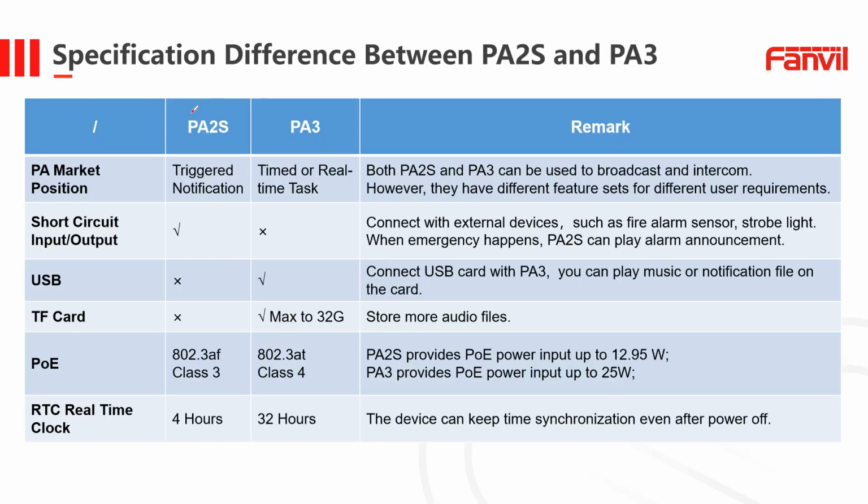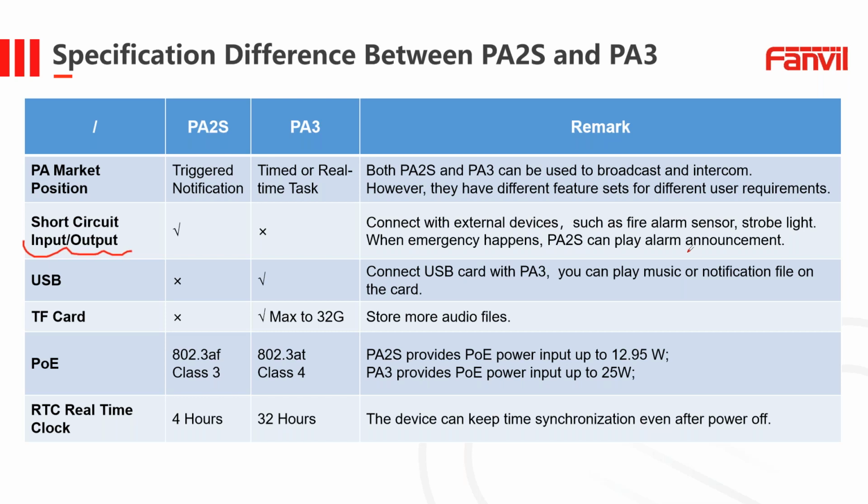Both PA3 and PA2S can be used to broadcast and intercom, but they have different positioning. PA2S is mainly used for triggered notification, and PA3 can be used for timed or real-time tasks. That is because PA2S has short-circuit input and output ports, and it can connect with external devices such as fire alarm sensors and strobe lights. So when an emergency happens, PA2S can play an alarm announcement.